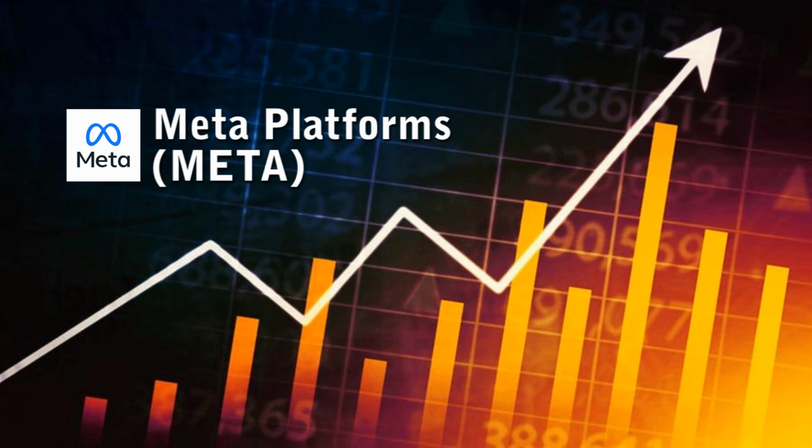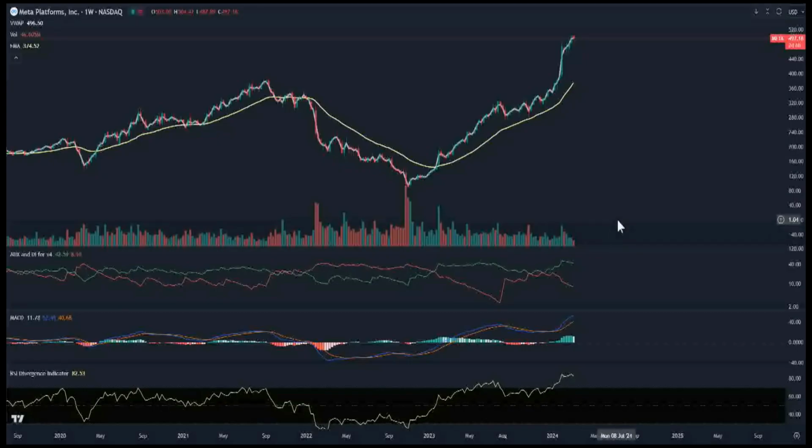Meta uses AI operations to manage its machine learning models, optimize its products, and remove harmful content from its platforms. Meta also develops and shares AI tools and resources with the research and developer community. So let's have a look at Meta Platforms' weekly chart.